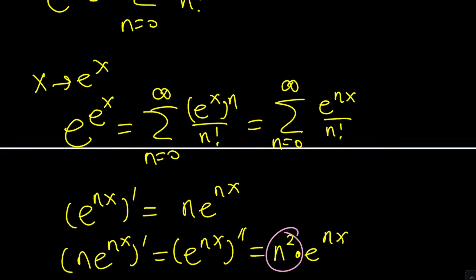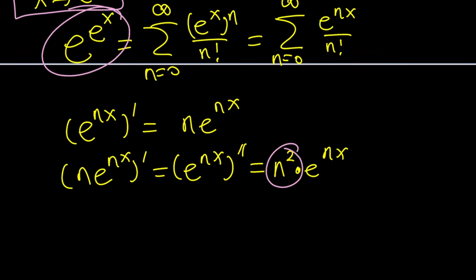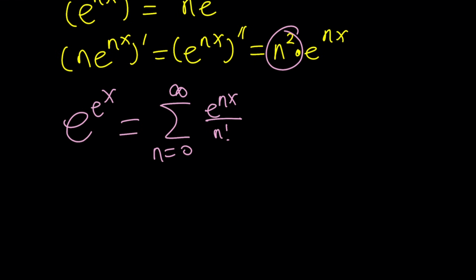But what does that entail? Replacing x with e to the power x gives you this: e to the power e to the x equals the sum from n equals 0 to infinity of e to the nx divided by n factorial. So here's what I need to do: differentiate both sides. Of course, you're going to differentiate term by term, but if you just differentiate the general terms, since they're going to be added with respect to x, then you should be good, right?